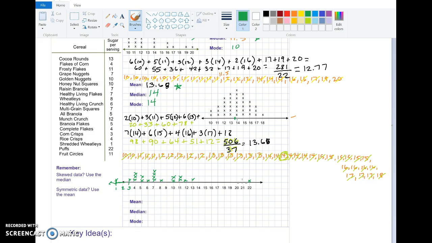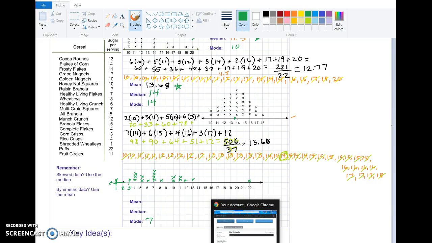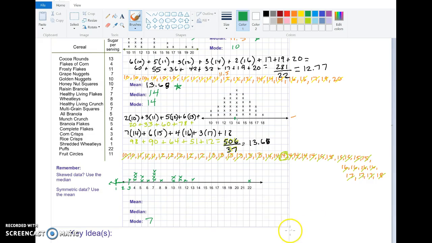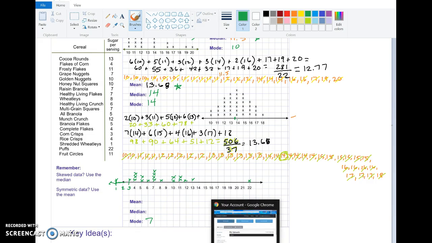The mode is pretty easy. We can see the mode right away that it is 7 because it's the one with the most, right? But figuring out the mean, we can do what we've done before. We can add everything up and then divide. Or I'd like to show you how you can actually use Desmos to figure out your mean and median. So let me go to Desmos.